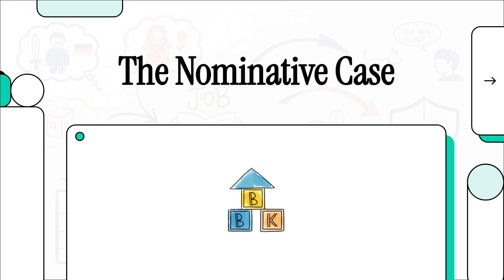Welcome back, everyone. So, last time we dove headfirst into one of the biggest ideas in German, noun genders. You got to know our three best friends, der, die, and das. Today, we get to do the fun part. We're going to put them to work and start building real sentences.